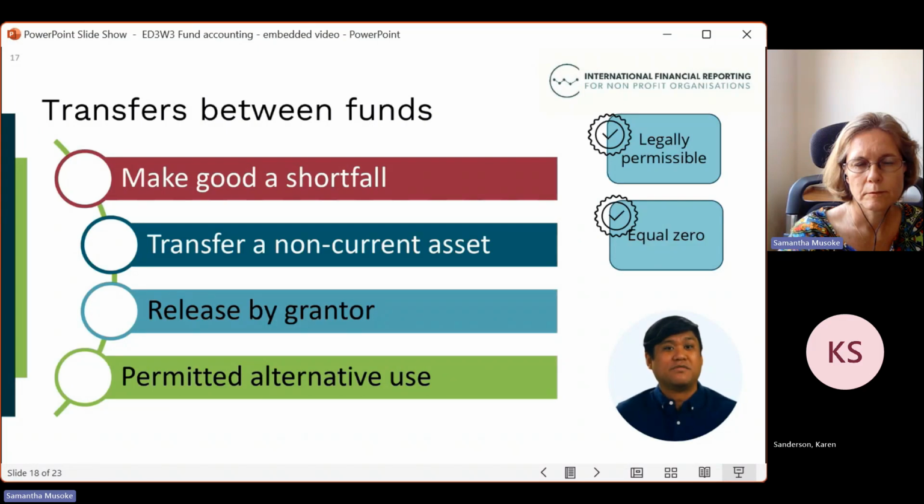Transfers between funds may be made for several reasons. These include to make good the shortfall on a fund with restrictions, to transfer a non-current asset that is now held for a general purpose rather than a restricted purpose, where the balance on a fund with restrictions has been released by the grantor and can be used for any purpose, and where the balance on a fund with restrictions can be used for an alternative purpose without legal or regulatory consequences. Critically, a transfer between funds may only be made where this is legally permissible. Transfers between funds in the reporting period must always sum to zero, such that each transfer out of one fund is equal to a transfer into another fund.